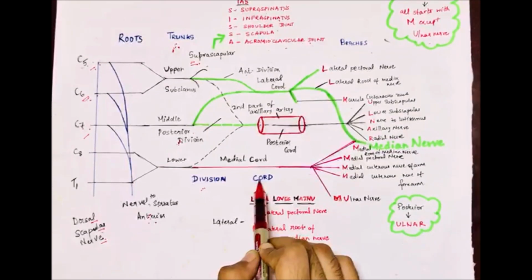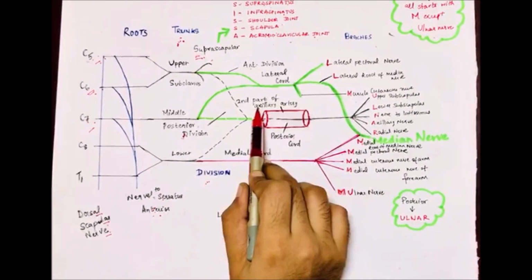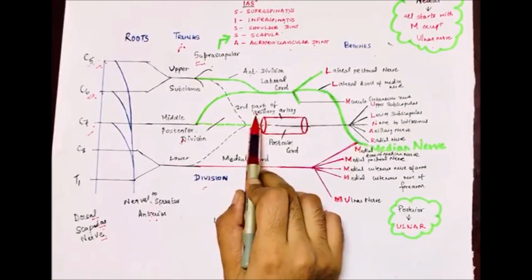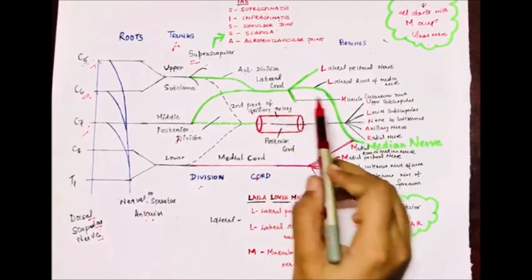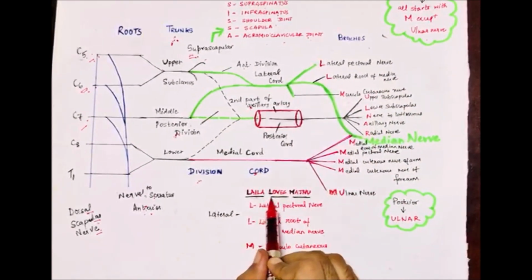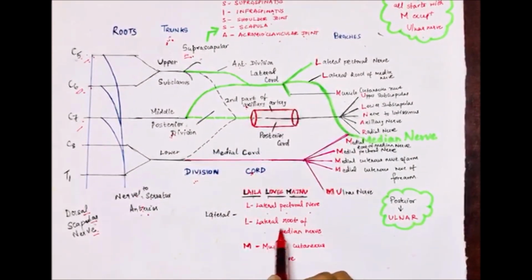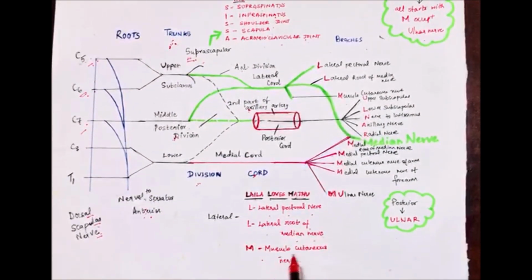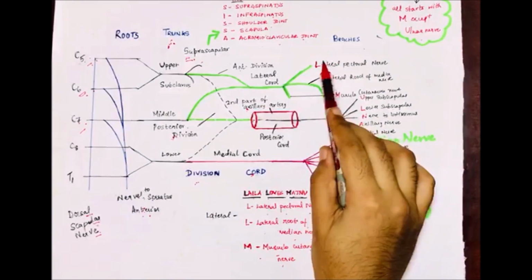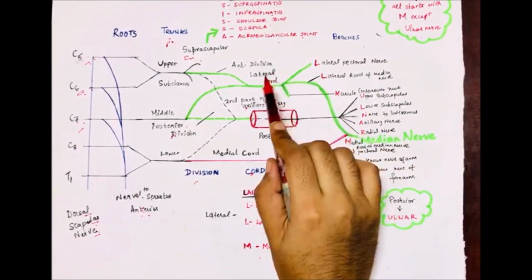The cords give branches around the second part of the axillary artery. Now, the following are the respective branches of the cords. Remember the phrase Laila loves Majnu, where L stands for lateral pectoral nerve, the other L for the lateral root of median nerve, and M for the musculocutaneous nerve. Now you can locate all the three nerves that come from the lateral cord.